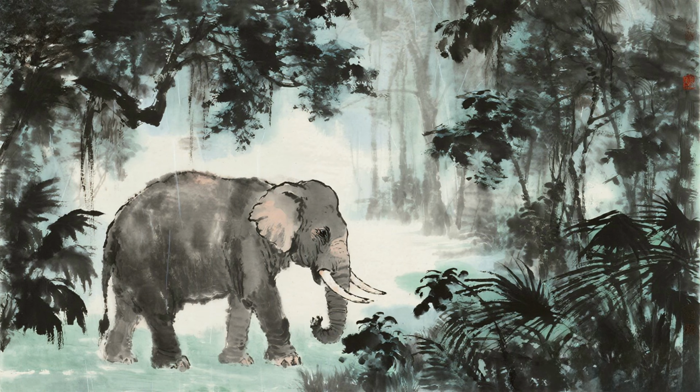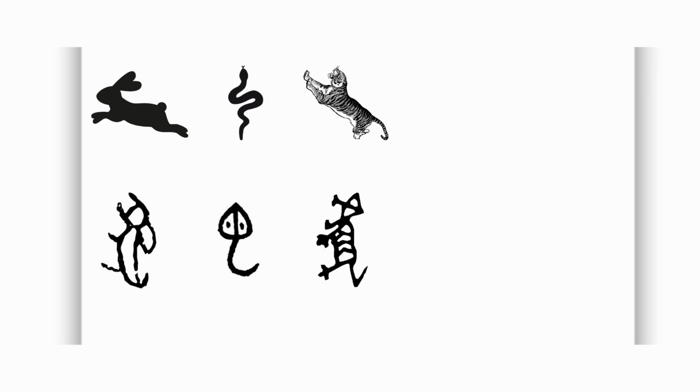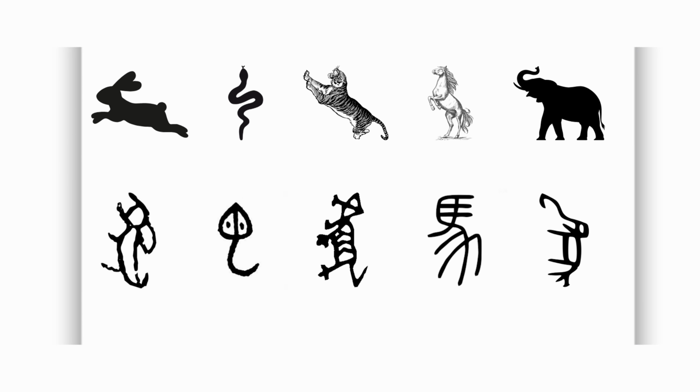You notice animals around you too, maybe a rabbit, an insect, a tiger, a horse, or even an elephant, so you draw them. That's how 兔, 虫, 虎, 马, 象 were born.